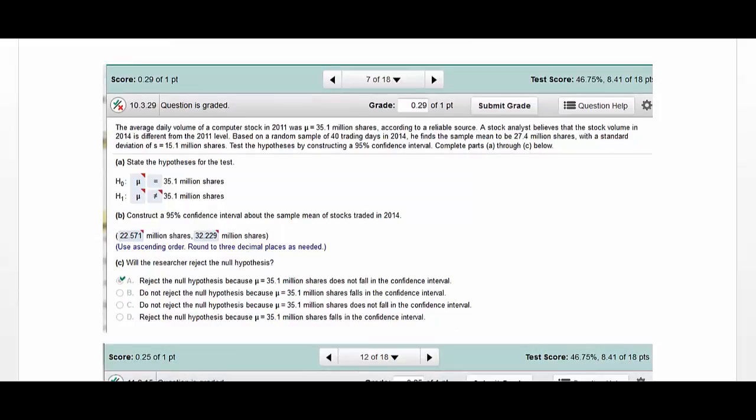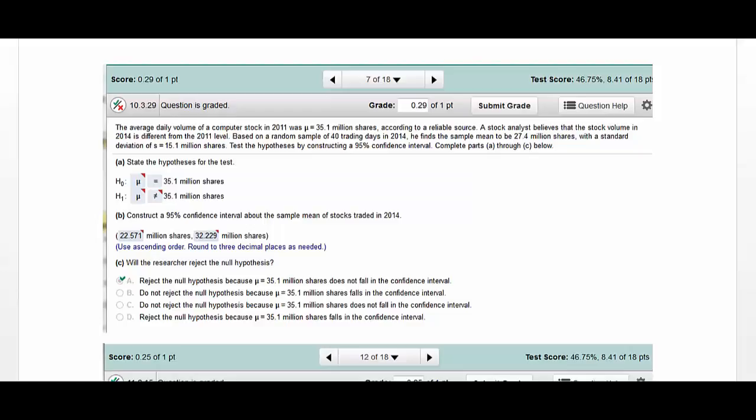So one of the questions we need to ask ourselves: are we dealing with means or proportions? Since we're dealing with the number 35, that's not a percent or decimal, so it's got to be some sort of t-test or z-test or interval or something like that. Okay, so according to a reliable source, a stock analyst believes the stock volume is different. The word different is the not equal to piece. That's one of the other ways that we know that. So that's where we're getting this from. And as far as the symbol goes, they told us to use mu in the problem, so that's why we had to pick that.